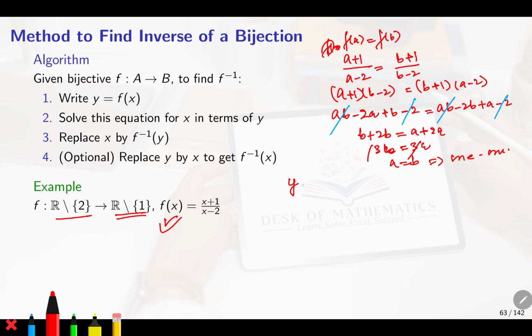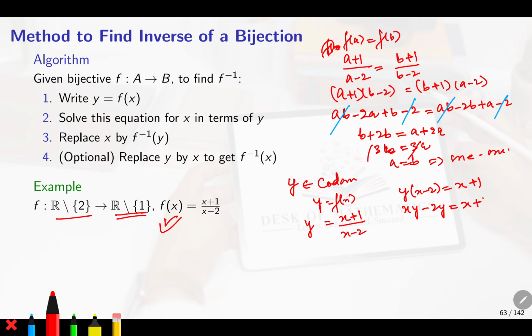So suppose y is an element from your codomain such that y is equal to f of x. So what is your f of x? That is x plus 1 over x minus 2. You will multiply it with y. So y times x minus 2 is equal to x plus 1. So xy minus 2y is equal to x plus 1.